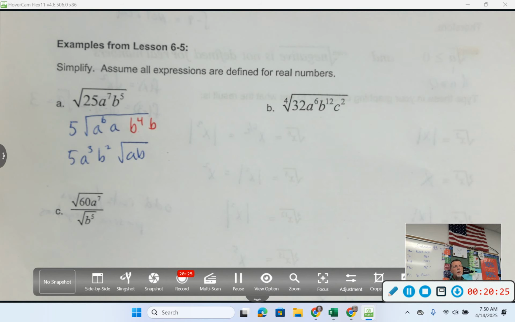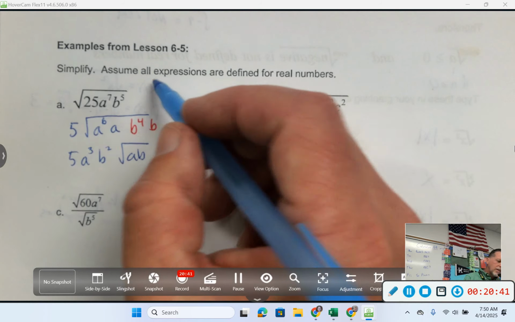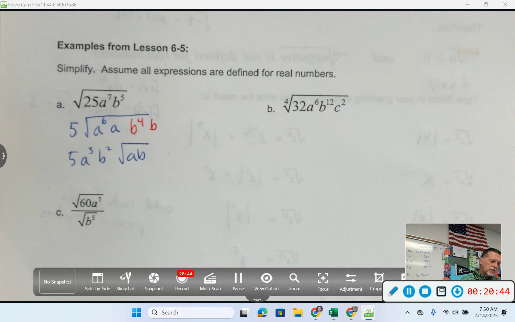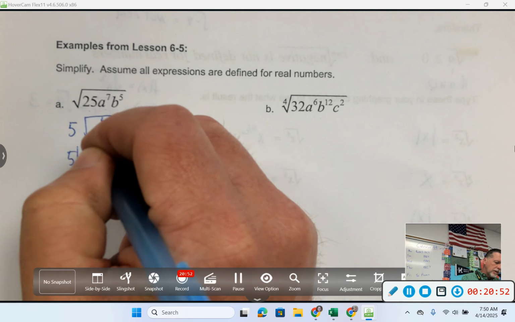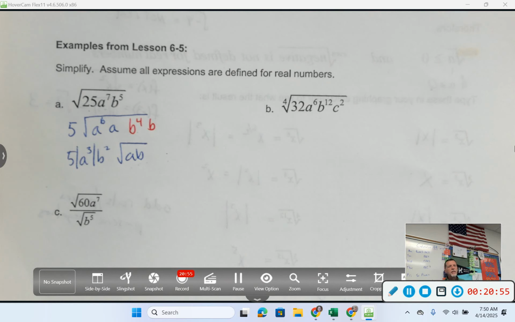Should a cubed be absolute value? Yeah. Yes. Just because it says assume all expressions are defined for real numbers. If a was negative, would it mess things up? Yes. Well, if a was negative and b was negative, that would work. So yeah, let's put this absolute value on there. And even if it isn't negative, it doesn't matter. Just keeps it clean.